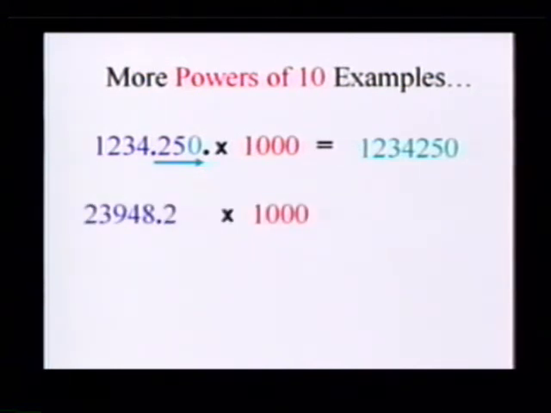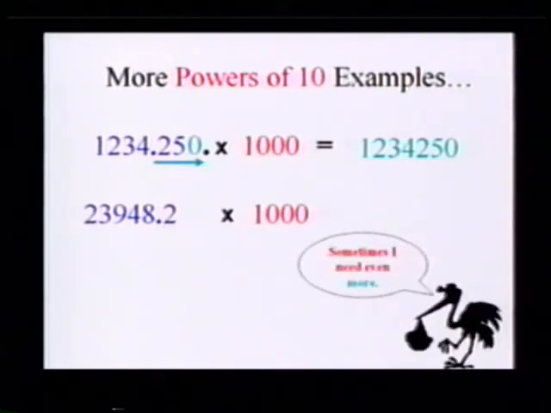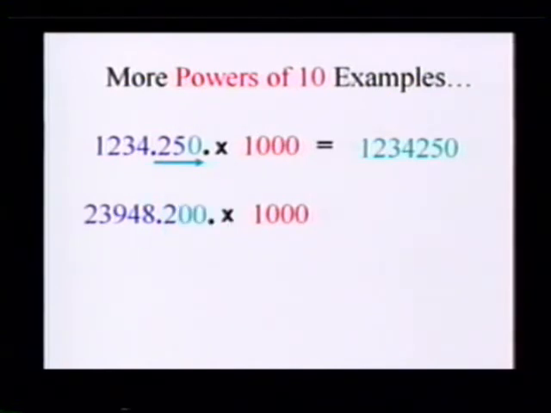What if we want to multiply this one by 1,000? Well, we have to move it over how many spots? 3. Right? 1, 2, 3. I don't have 3 places to move it over, but I'll make one. I'll make 2. I need 2. There you go. And you got yourself an answer. Nice, quick, and sweet.